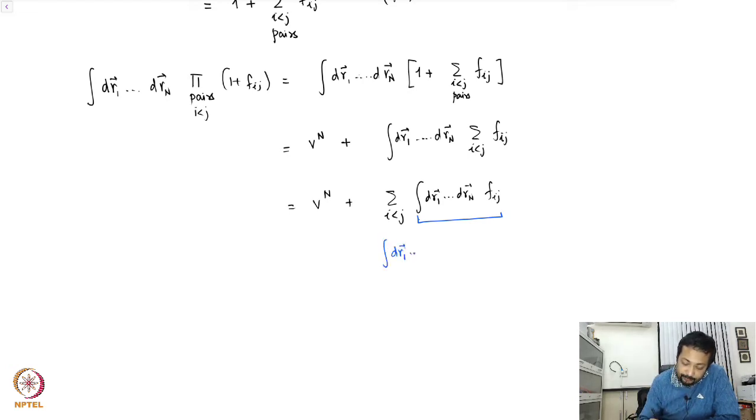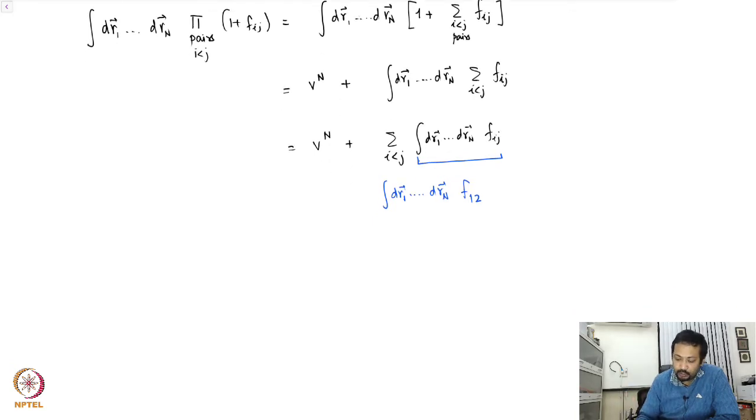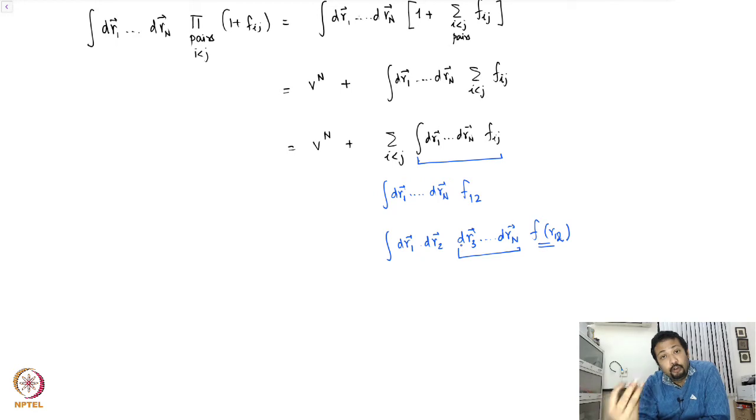I have the integral dr1 ... drn f of 1 2. So you're looking at r1 and r2, the interaction between particle number 1 and particle number 2. Here I can clearly separate out dr1, dr2, and the rest of the integral, dr3 all the way up to drn, f of r12. This f function does not depend on the other coordinates 3, 4 all the way to n. So this can be integrated out and all of this is going to give you a volume V.